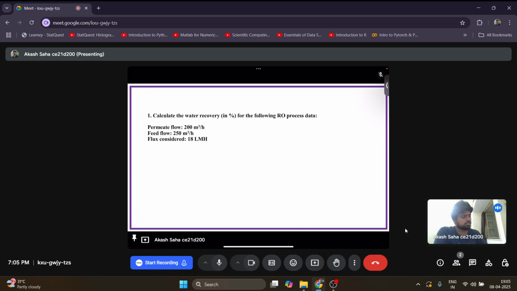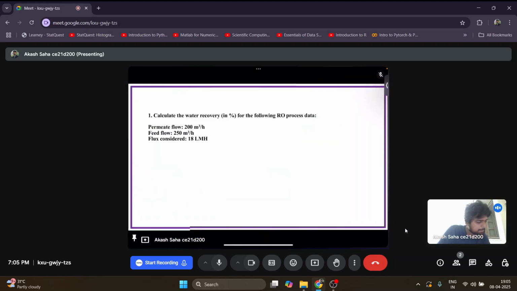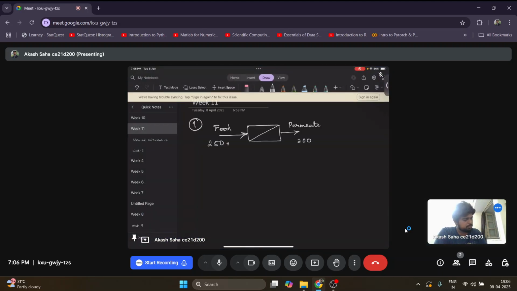So let's see the solution. This is question number one. Generally a membrane, we will represent it like this. This is just the schematic. This is the feed, and then from here we will get the permeate. So it is showing that the feed flow is around 250, whereas the permeate is around 200. The units can be meter cube per day, per hour, whatever. In the question the unit is given as meter cube per hour.